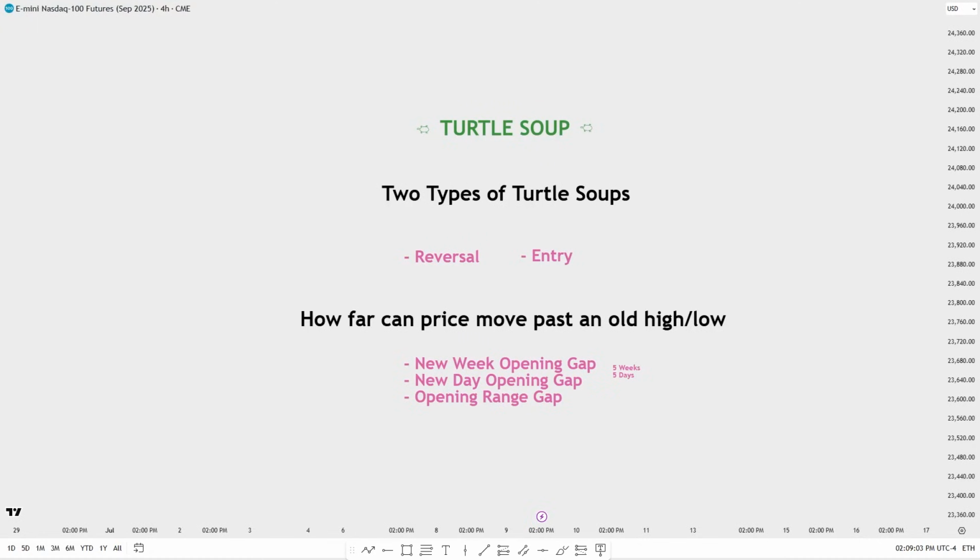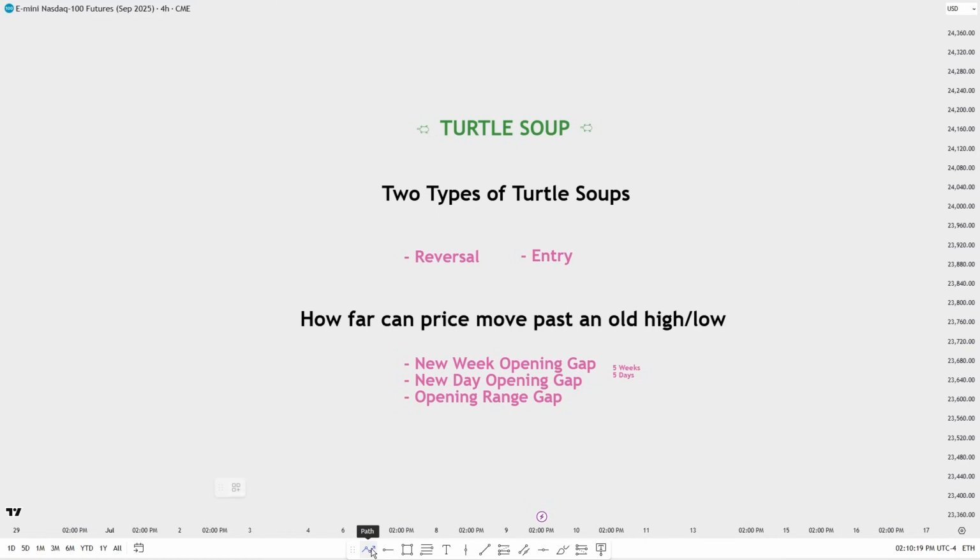I'm going to cover everything you need to know about turtle soups. There's two different types of turtle soups that you want to pay attention to. You have reversal turtle soups. These are change in the state of delivery soups that change the direction of price. So it changes trends pretty much. And then you have entry turtle soups, which is an entry, a part of an existing buy or sell program. So there's two different variations. I'm going to show you guys the difference between each.